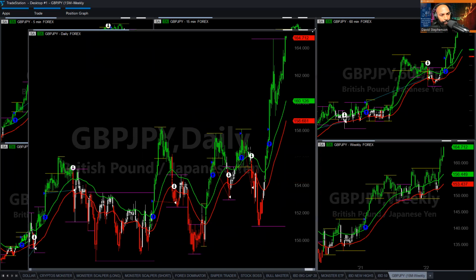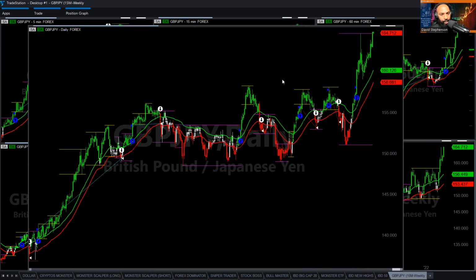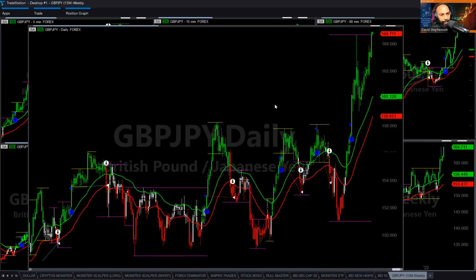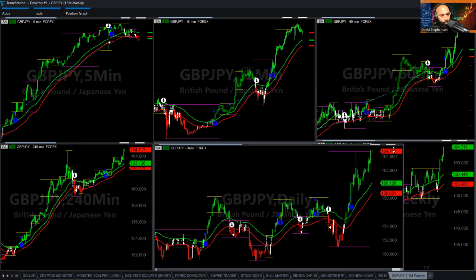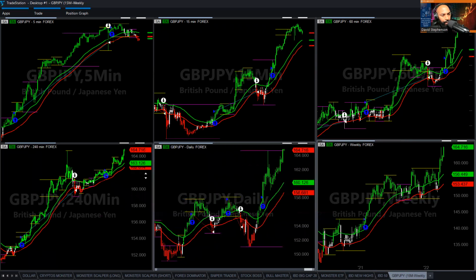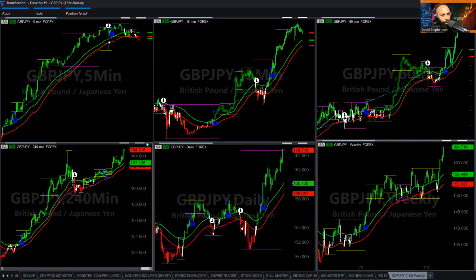And then over here, we've got the daily time frame. On the daily time frame, same thing. We broke resistance right here, guys. Buy signal here. Green candles. Buyers are in control. Price is moving higher. So far we've got the weekly time frame and the daily time frame. And now we've got the 240-minute time frame, or the 4-hour time frame.